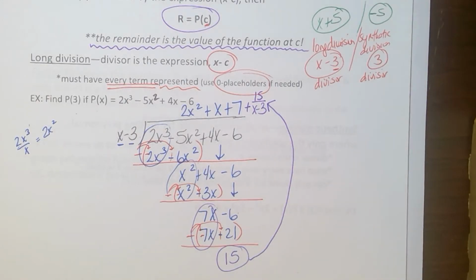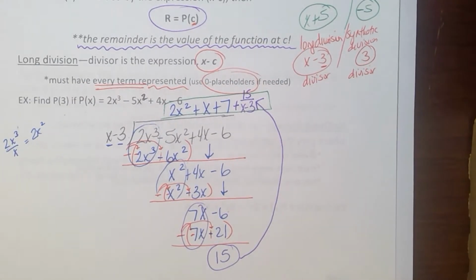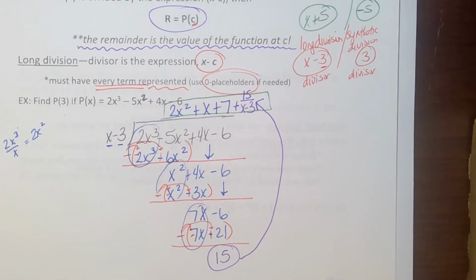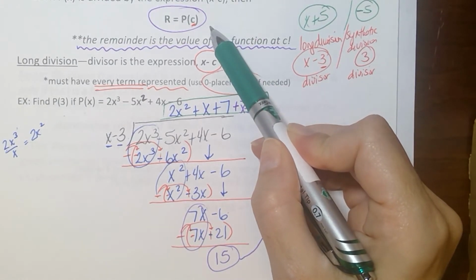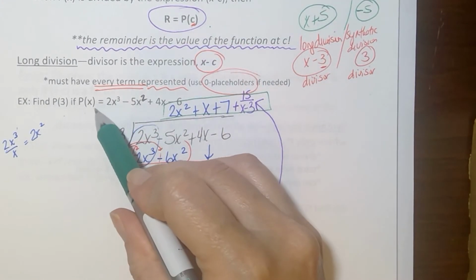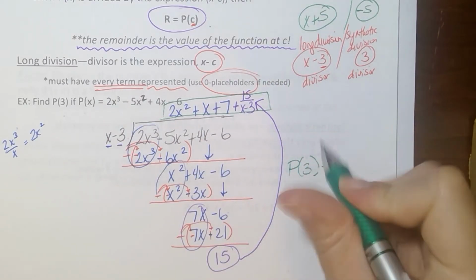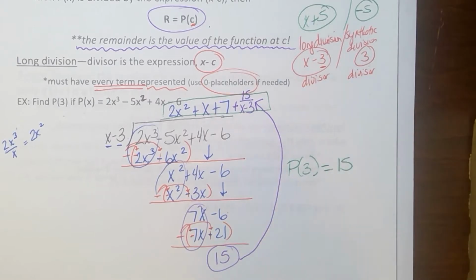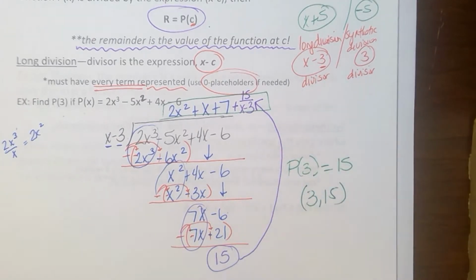This is the quotient and remainder when I perform that long division. The information it gives me, based on the remainder theorem, tells me that if I took this polynomial function p of x and I plug in 3, the result would be 15, that remainder. So the point (3, 15) is a point on my graph.